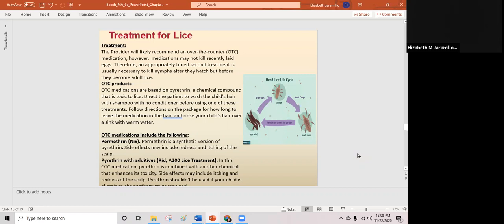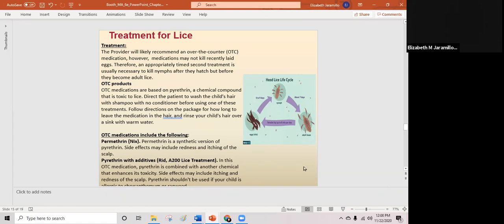Over-the-counter medications are based on pyrethrin, a chemical compound that is toxic to lice. Direct the patient to wash the child's hair with a shampoo with no conditioner before using one of these treatments. Follow directions on the package for how long to leave the medication in the hair and rinse the child's hair over the sink with warm water. The over-the-counter medications include permethrin, Nix, which is a synthetic version of pyrethrin. Side effects may include redness and itching of the scalp, right? Because it's kind of strong, chemically based.